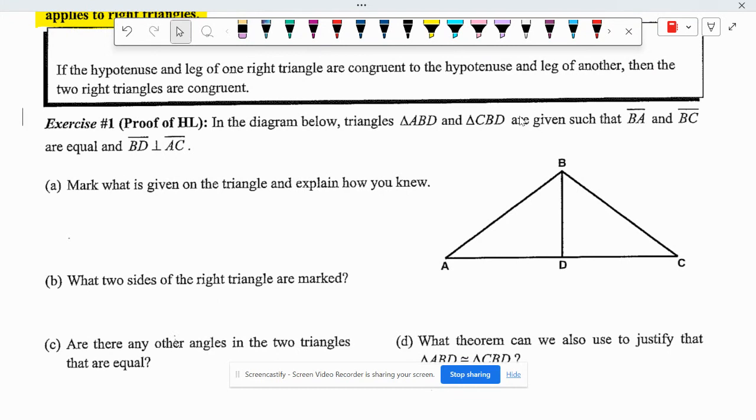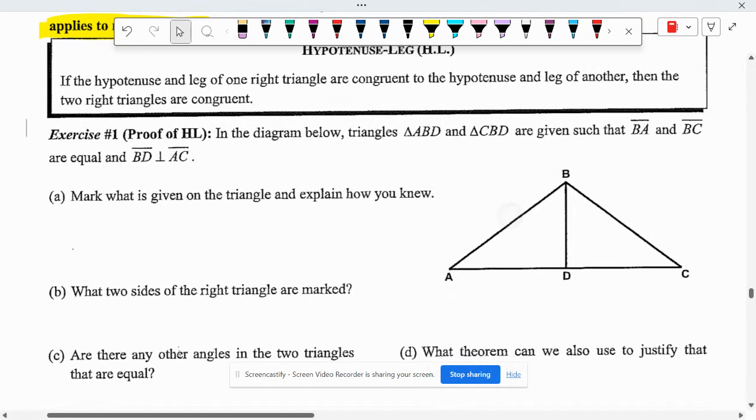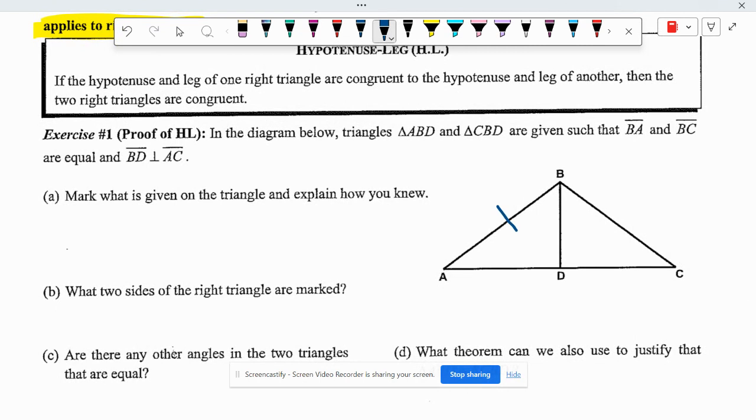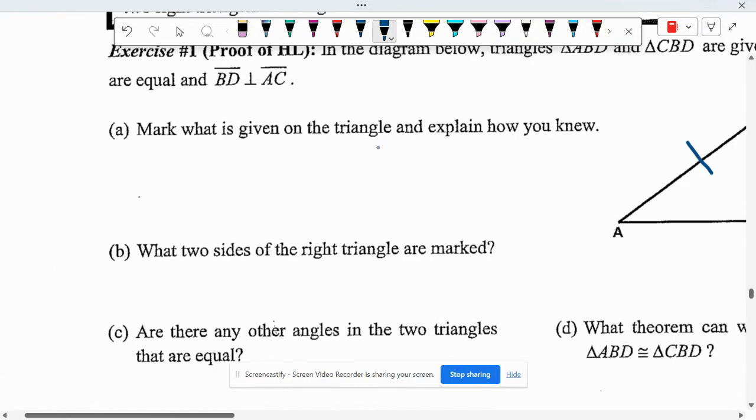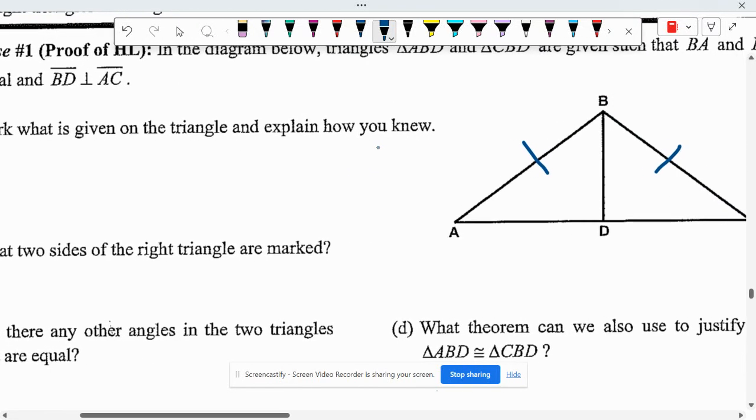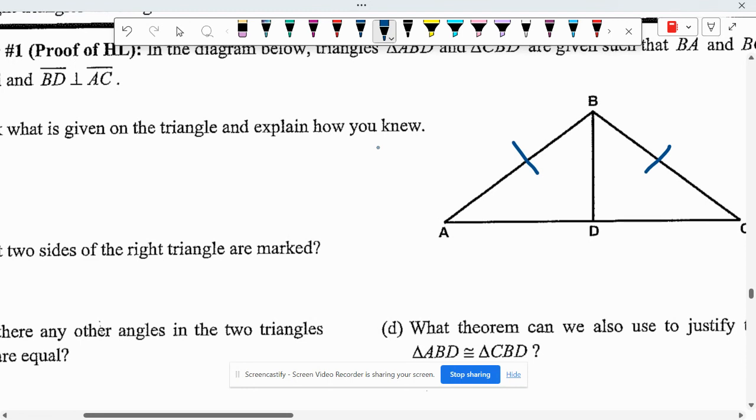Such that segment BA is congruent to BC. So everybody mark that on their paper. You're also told that segment BD is perpendicular to segment AC. So what does that mean? How do they cross? What do perpendicular lines make? Yeah, they make this, right?